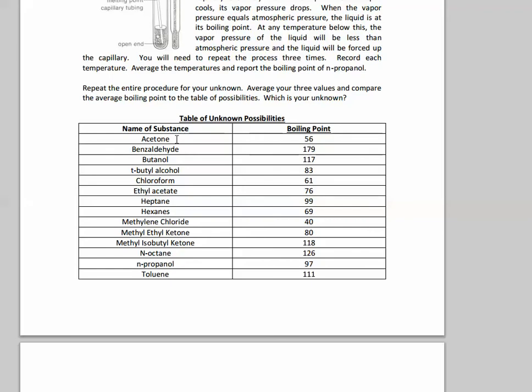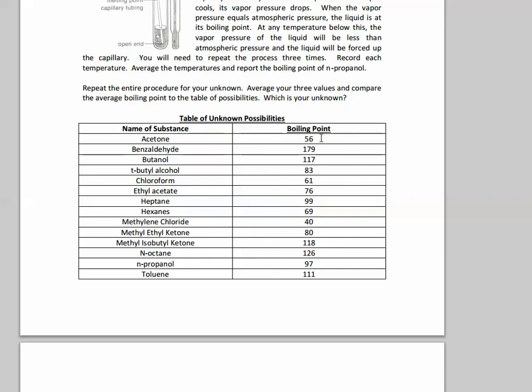So I have acetone, benzaldehyde, butanol, T-butyl alcohol, chloroform, ethyl acetate, heptane, hexanes, methylene chloride, methyl ethyl ketone, methyl isobutyl ketone, N-octane, N-propanol, and toluene. These are in order by way of alphabet, so they're alphabetically ordered.